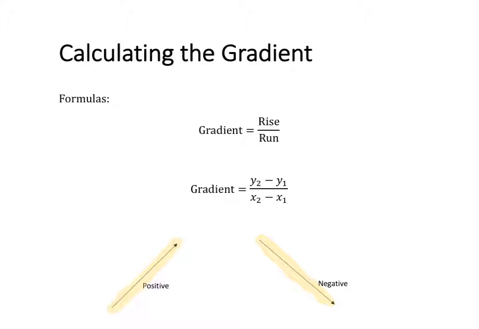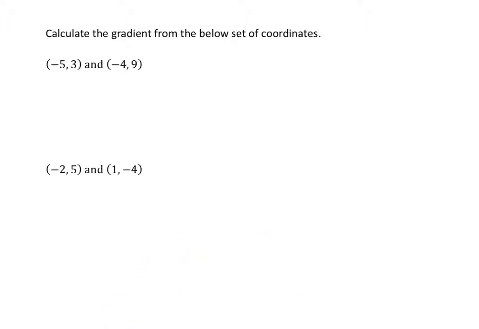So let's have a look at an example calculation to calculate the gradient of a straight line. In our first example, we want to find the gradient of the line between -5, 3 and -4, 9. My first step is going to be to write the formula that I'm going to use. So gradient is equal to y2 minus y1 over x2 minus x1. Now, because I'm using two sets of points, I need to use the y and x formula. I cannot use rise over run.